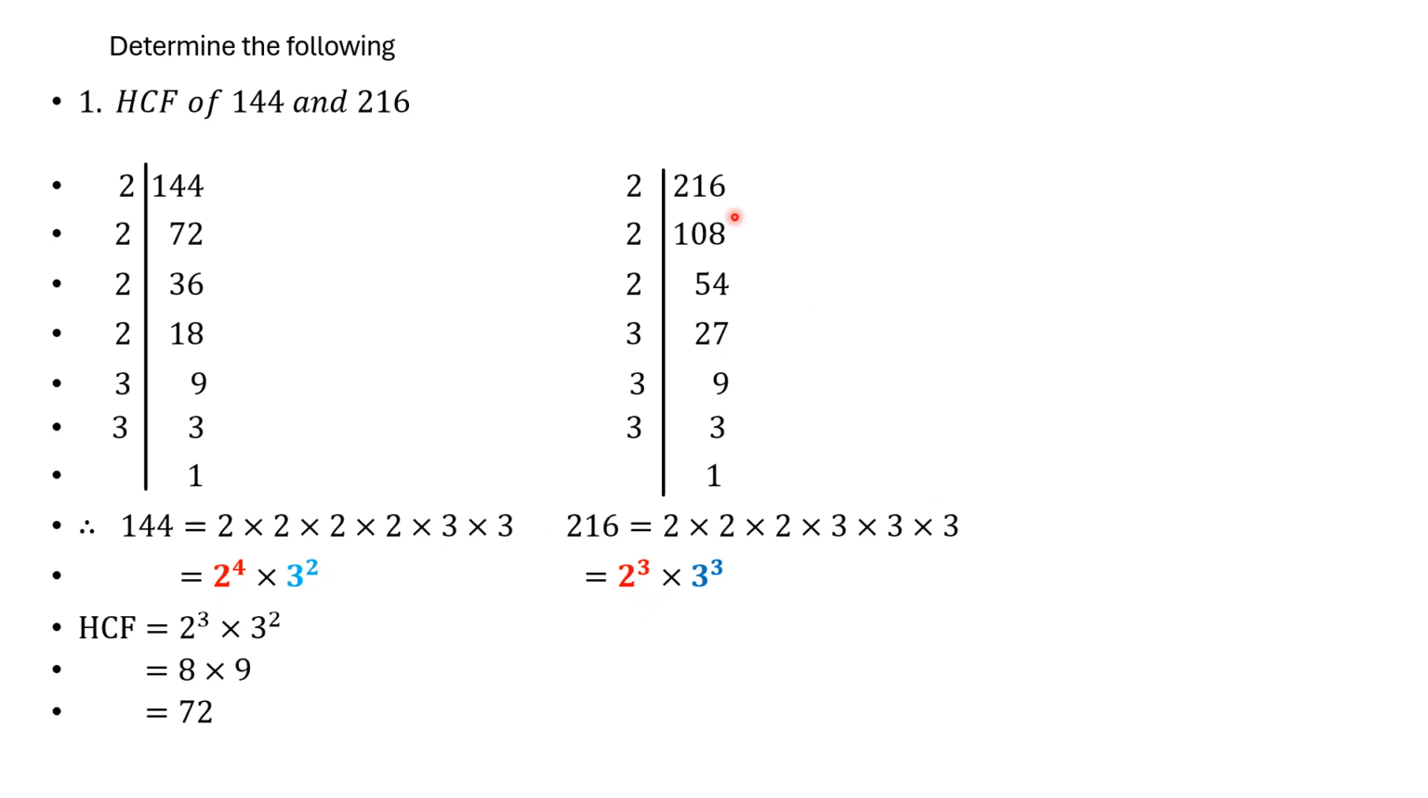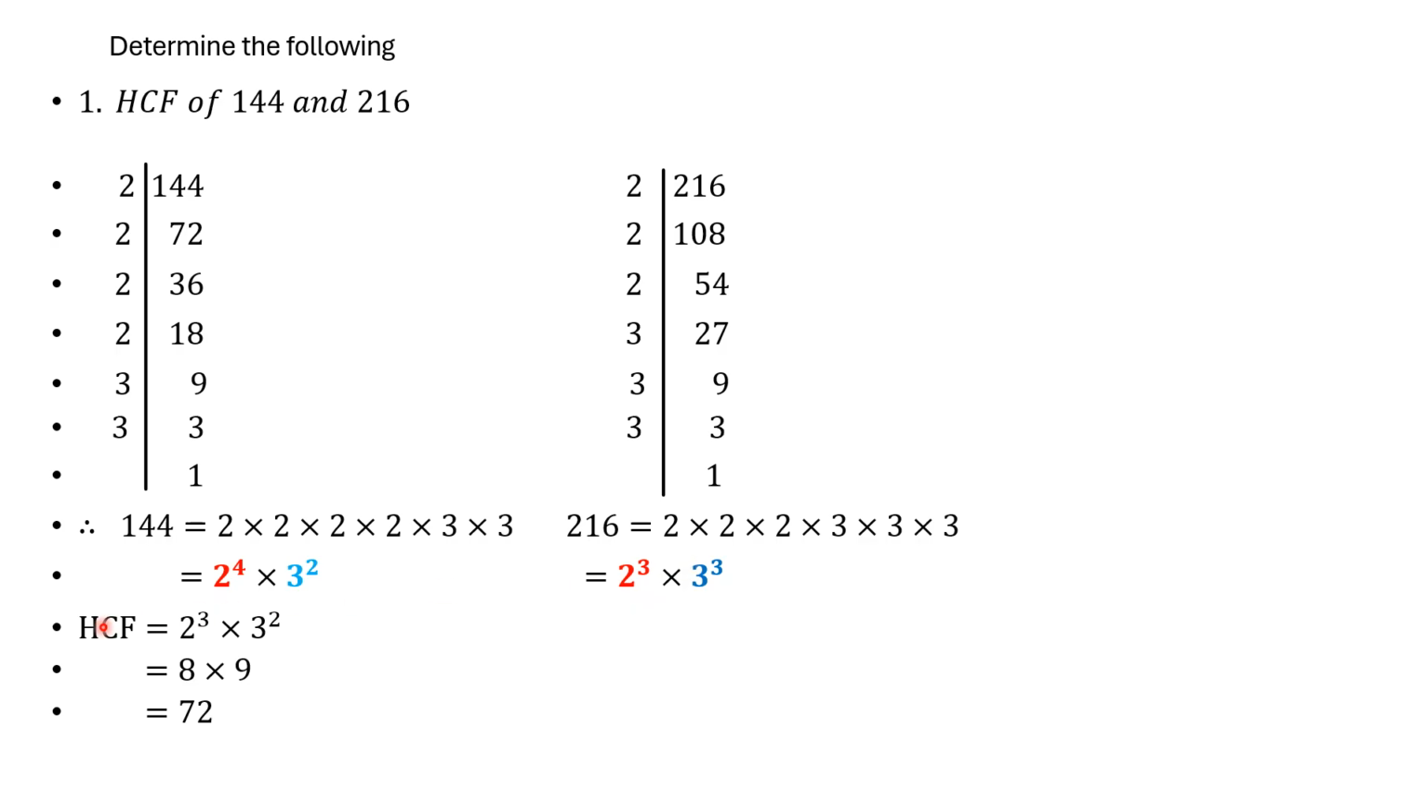Take 216. The lowest prime number that goes into 216 is 2. So 216 divided by 2 gives me 108. Still 2 divides into 108, so 108 divided by 2 gives me 54. 54, still 2 divides into 54, so 54 divided by 2 is 27. 2 can't go into 27, so we try the next prime number, which is 3. 27 divided by 3 gives me 9. 9 divided by 3 gives me 3, and then 3 divided by 3 gives me 1. So 216 equals 2 times 2 times 2 times 3 times 3 times 3, which gives me 2 cubed, because I have three 2s, and 3 cubed.